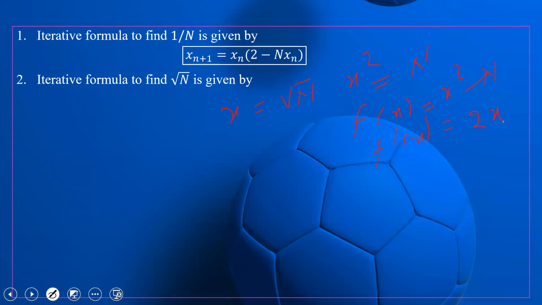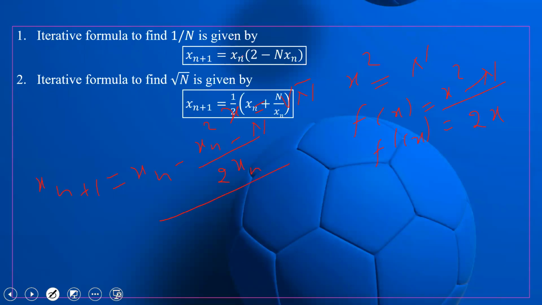So we can write xn plus 1 is equal to xn minus xn square minus n, divided by f dash of x, which is 2xn. If we simplify this, what do we get? We get xn plus 1 is equal to 1 upon 2 times xn plus n upon xn. Is it okay?